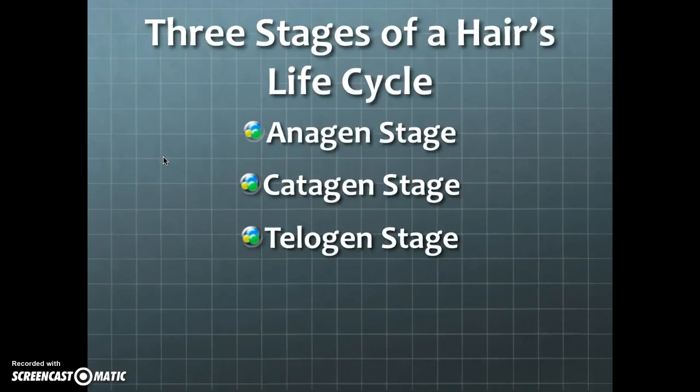So hair has three stages in its life cycle, and the anagen stage is where the hair is quickly growing. This is called the growth stage. The catagen stage is where growing begins to slow down and change depending on where it is in the body. The telogen stage, this is when the hair has stopped growing and it's almost like a resting period where nothing really happens before it all starts back up again.